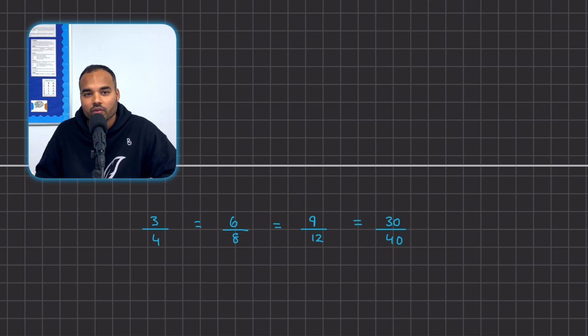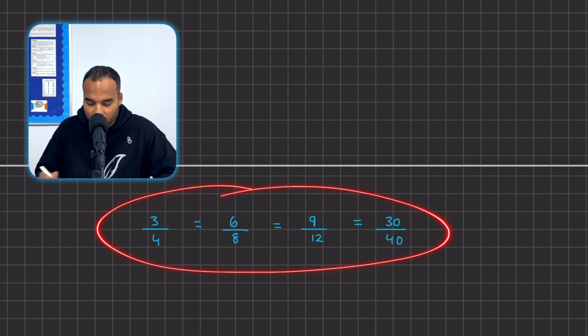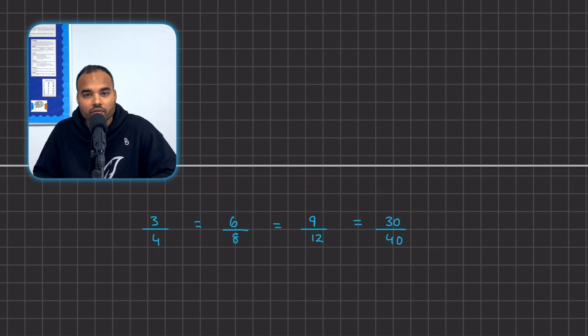The way we obtain equivalent fractions is by multiplying the numerator and the denominator by the same number. Right? So to get from 3/4 to 6/8, we multiplied 3 by 2 and 4 by 2. To get 9/12, we multiplied 3 by 3 and 4 by 3. And to get 30/40, we multiplied 3 by 10 and 4 by 10. So all of these fractions are equivalent fractions. They're all equal to each other.